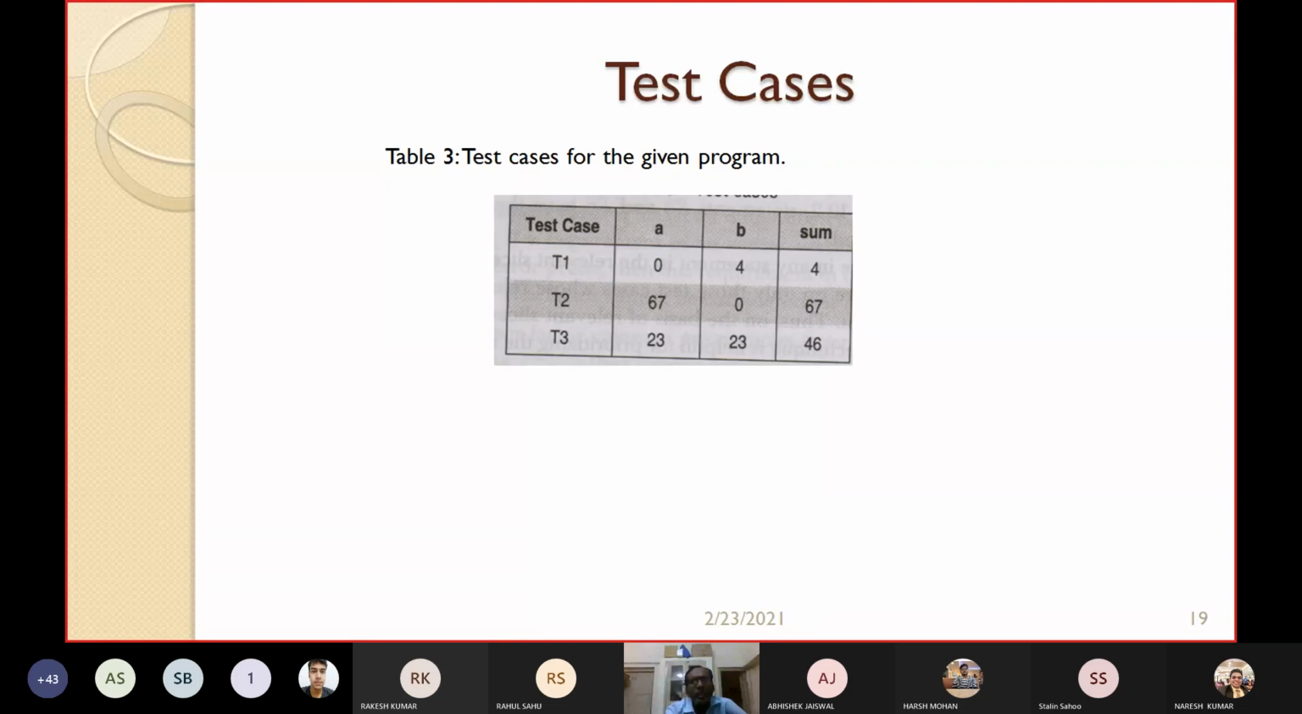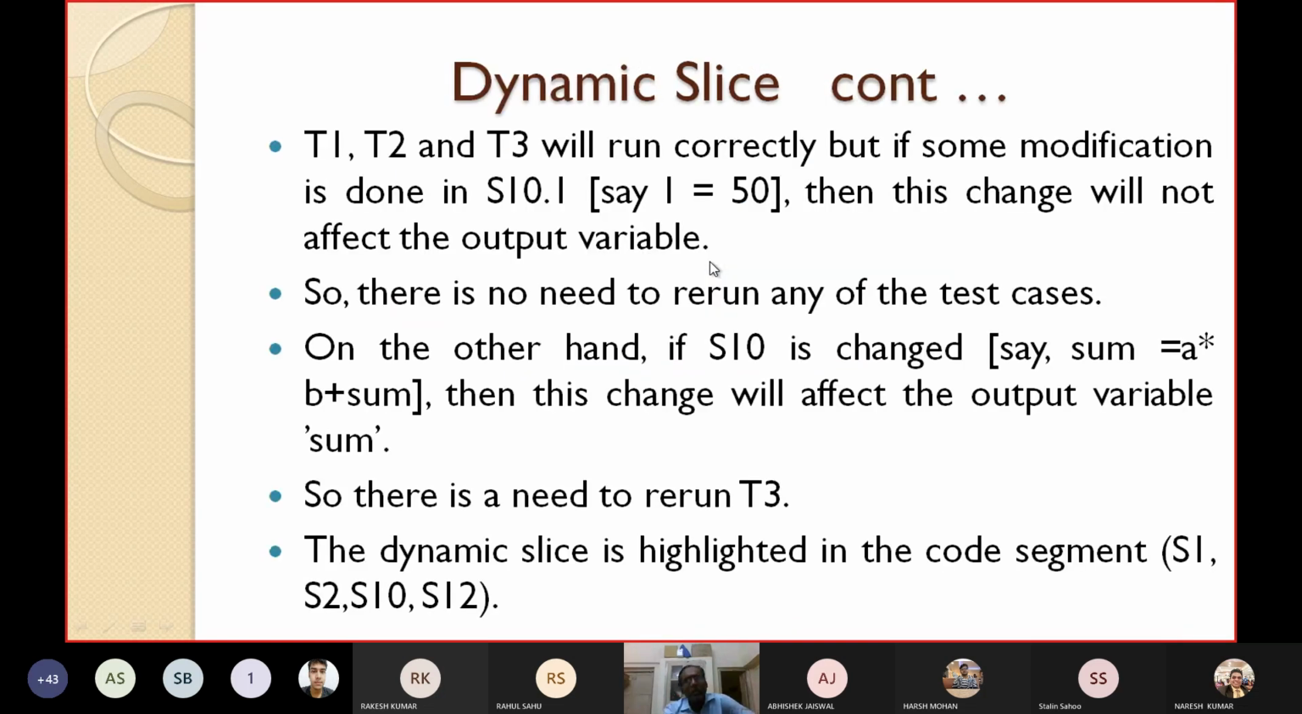Now let's see what could be the possible test cases. I have taken 3 test cases. In one case A is 0, in another case B is equal to 0, in another case none of them are 0. Accordingly the sums are calculated. So again A and B are input, sum is the output. I have designed the test cases accordingly. Now let's see the inference you will take by making some changes.